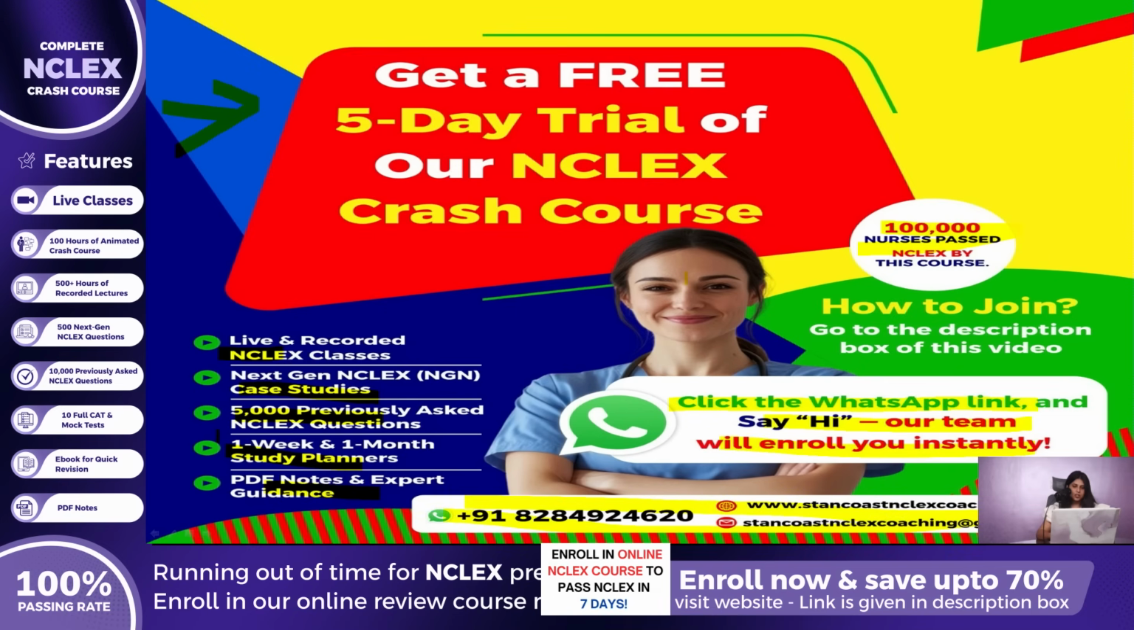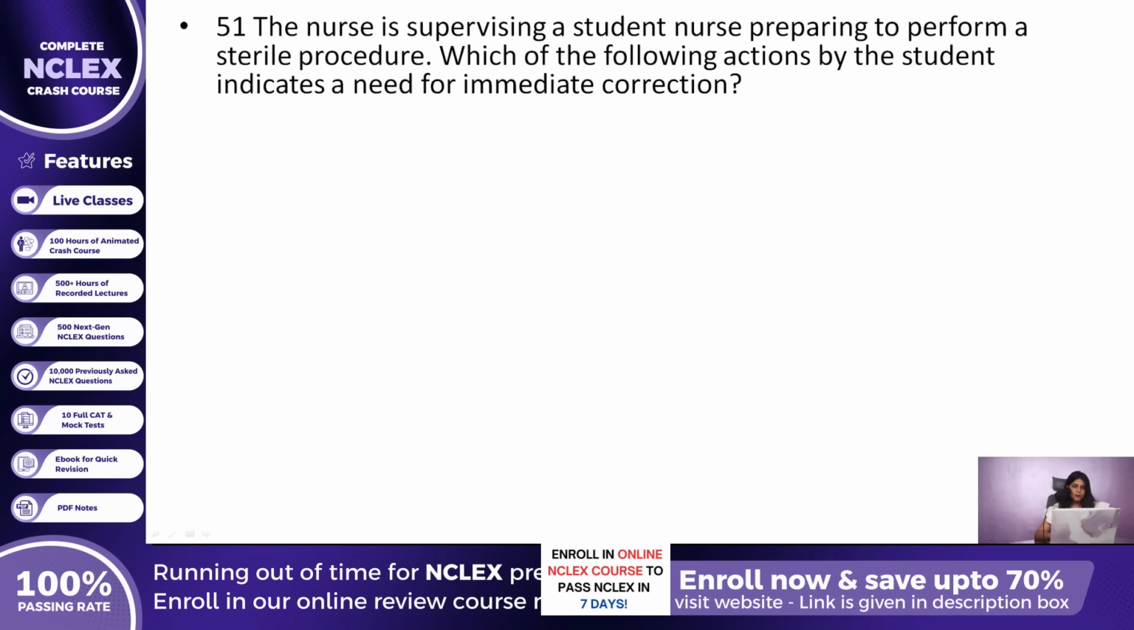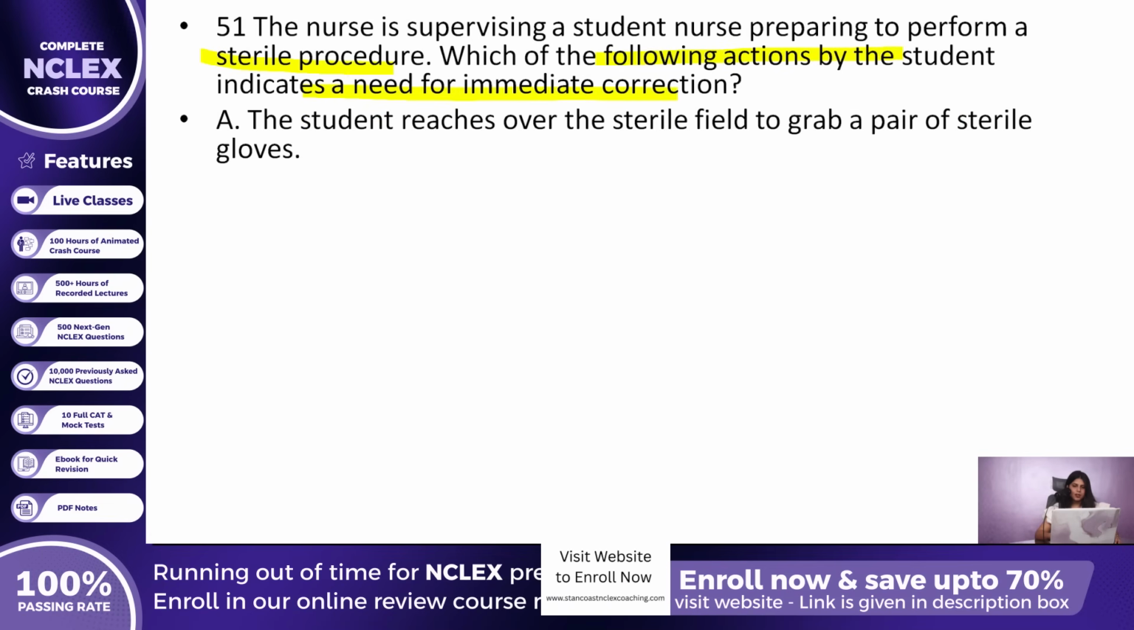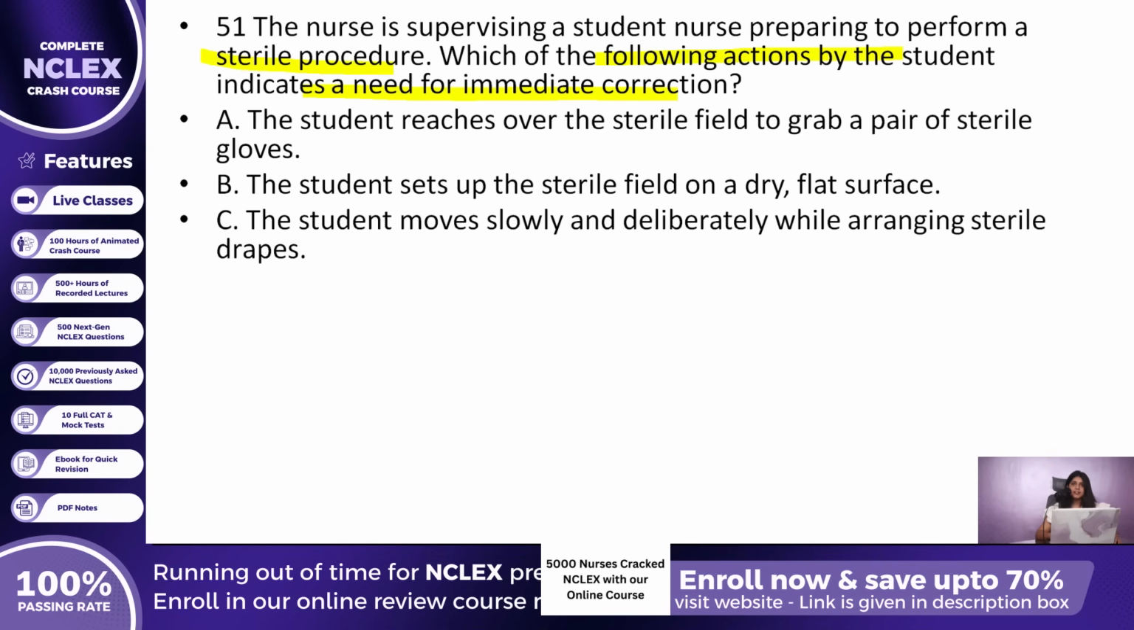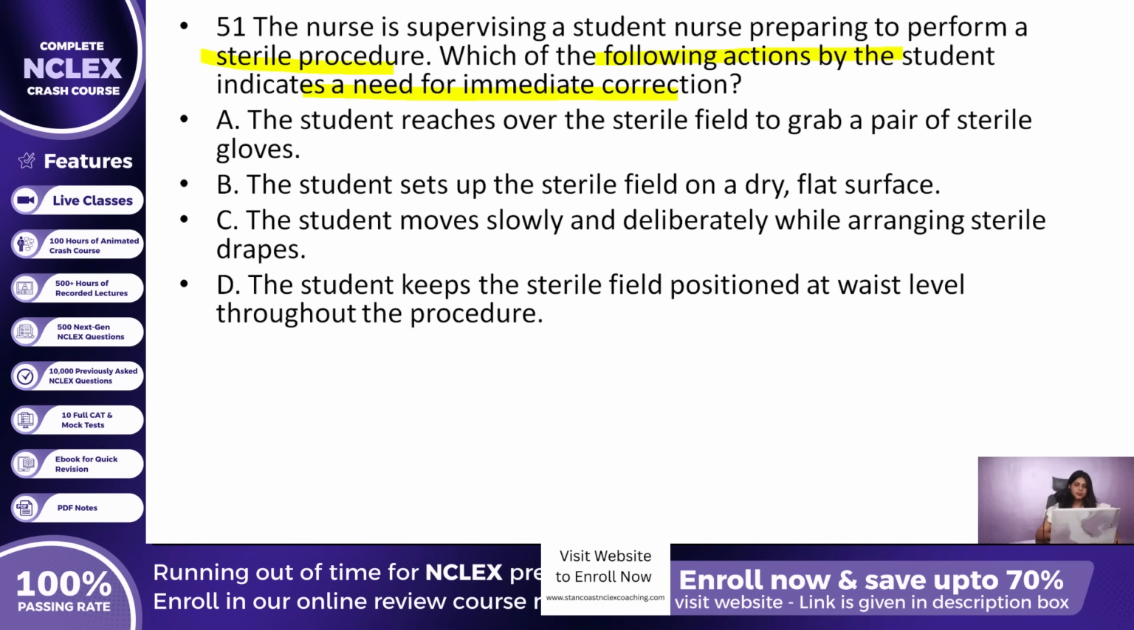51. The scenario involves a nurse supervising a student nurse who is about to perform a sterile procedure. The question is, which of the following student actions indicates a need for immediate correction? The options are as follows. Option A. The student reaches over the sterile field to grab a pair of sterile gloves. Option B. The student sets up the sterile field on a dry, flat surface. Option C. The student moves slowly and deliberately while arranging sterile drapes. Option D. The student keeps the sterile field positioned at waist level throughout the procedure.